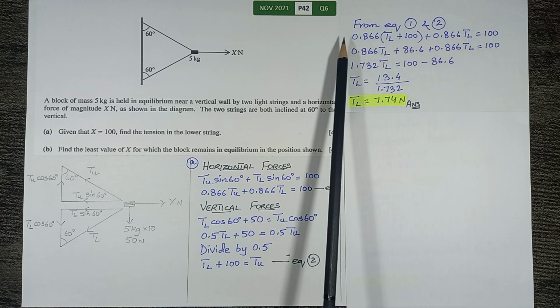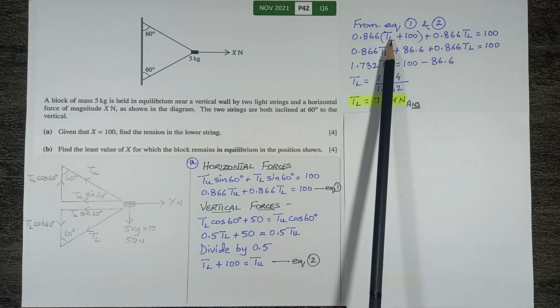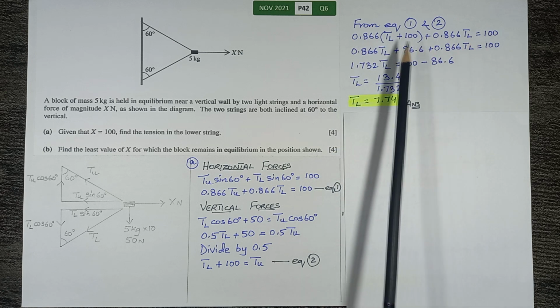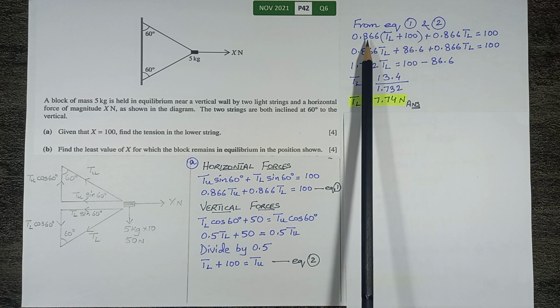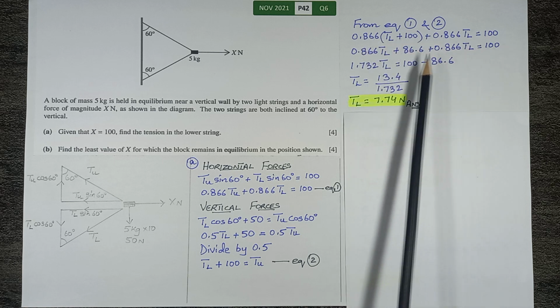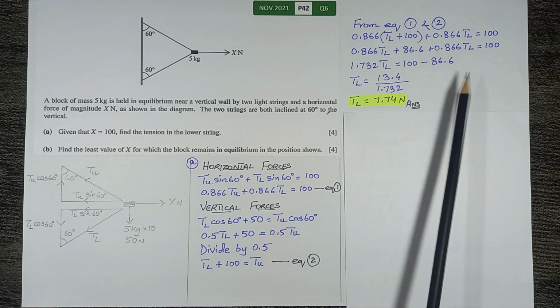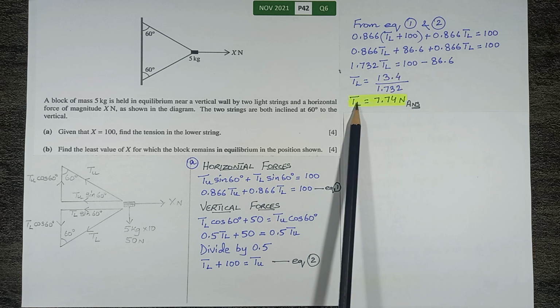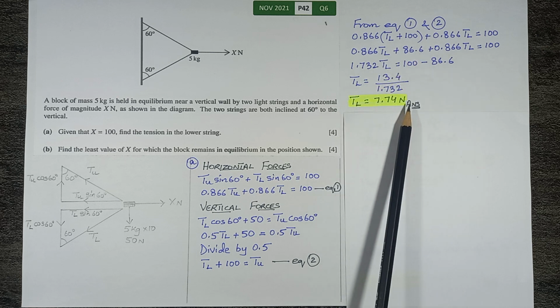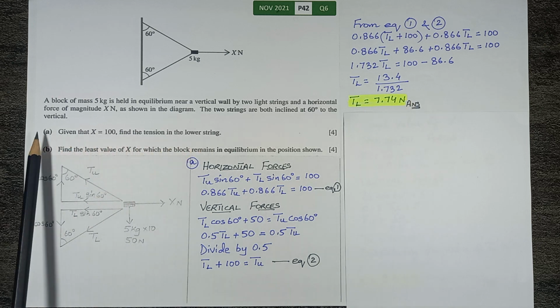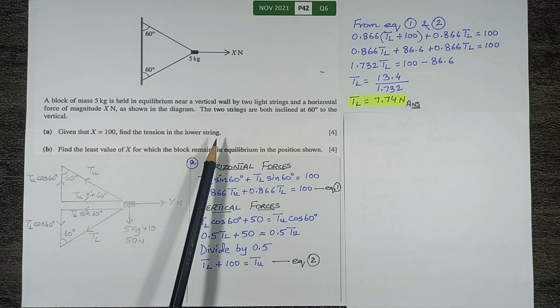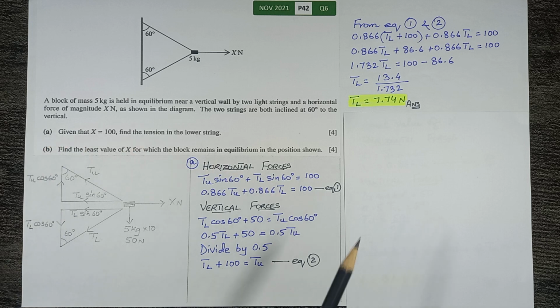If you just look at the equation, it is completely in the form of TL. Just open up the bracket, multiply each and everything by using basic algebra, solve it, and get the value of TL, which is equal to 7.74 Newton. So this was the answer for the tension in the lower string for the A part.